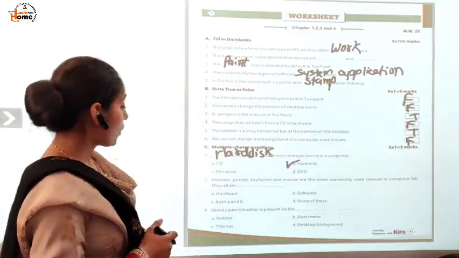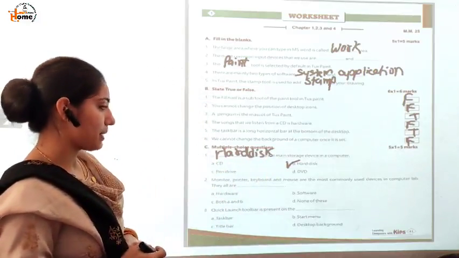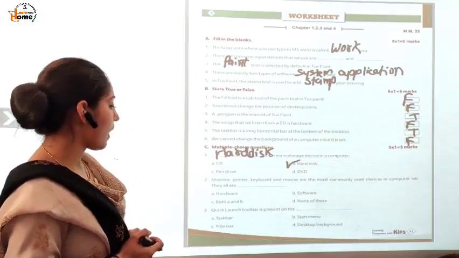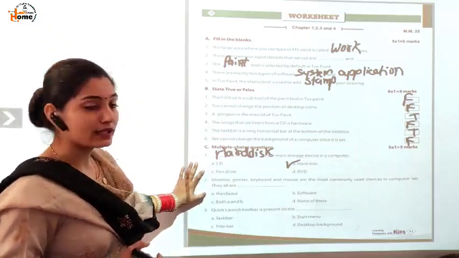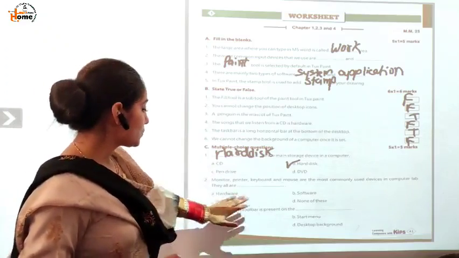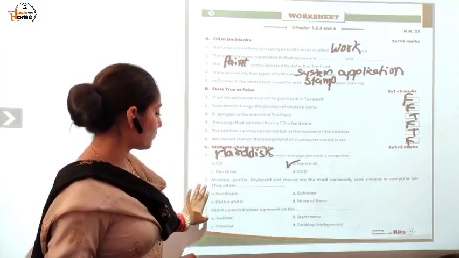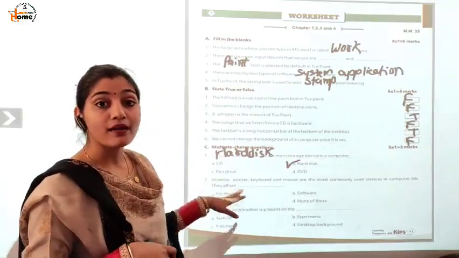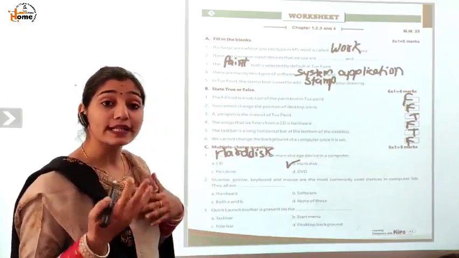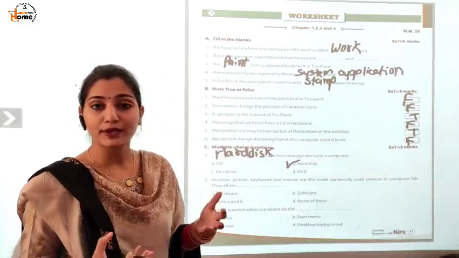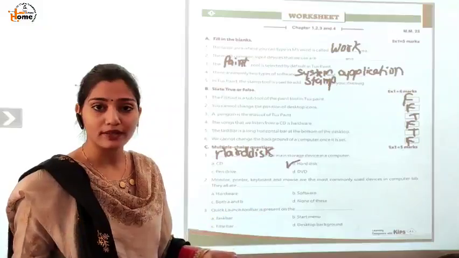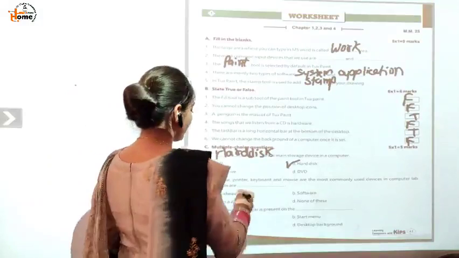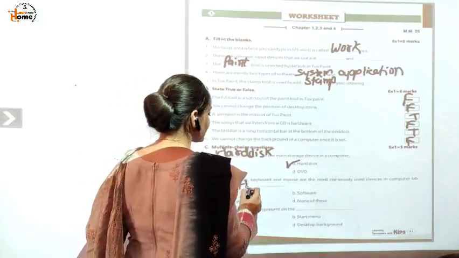Next is monitor, printer, keyboard and mouse are the most commonly used devices in the computer lab. They all are what? They are hardware, software, hardware and software both, or none of these. Which option is correct? They all are hardware devices. Why? Because you can touch them, you can see them: the printer, the mouse, the keyboard, the monitor. So all these are hardware devices. So we will write the first option, hardware, is correct.